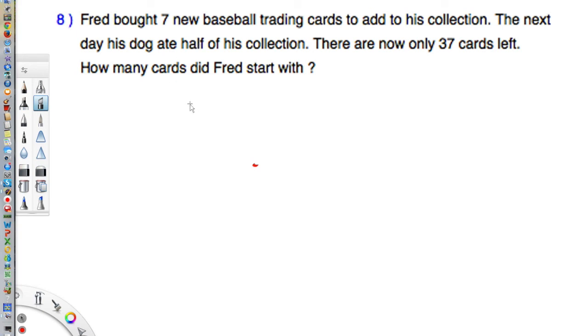Well, we don't know how many cards he started out with, so we'll call that C. Then he bought 7 new cards. Now he has a new total. And then it says the dog ate half of them, so we have to divide that by half. And now there's only 37 cards left. So there we go. C is the number of cards he started out with. He bought 7 more. His dog ate half of them. And we know that he was left with 37, which would be equal to that half, because the dog ate half and left half alone. I guess he was full.